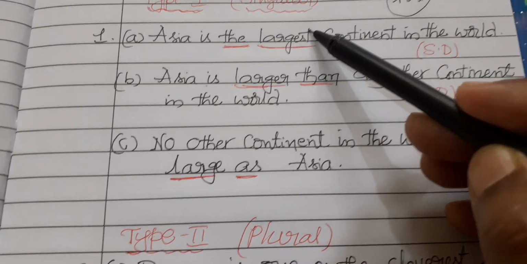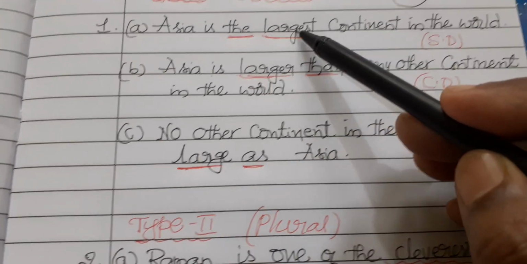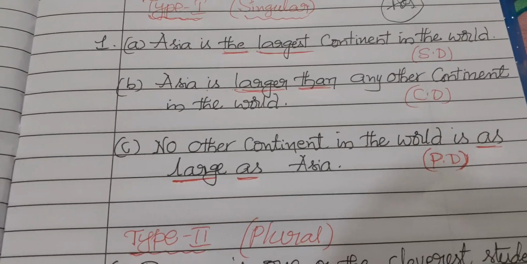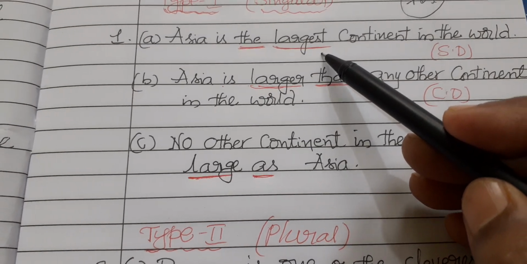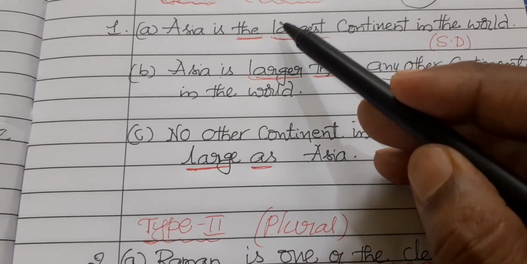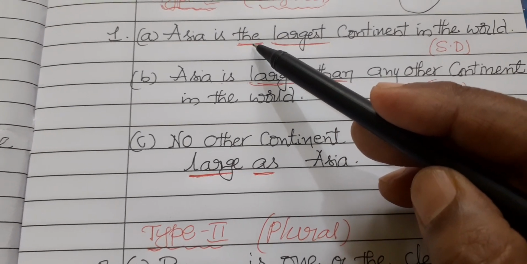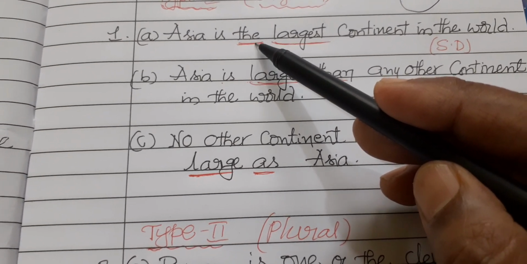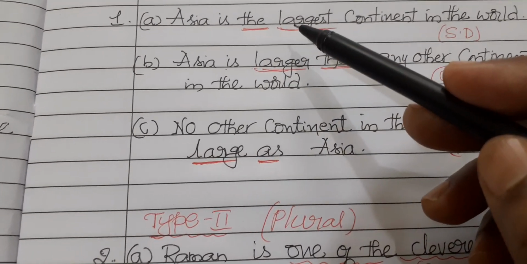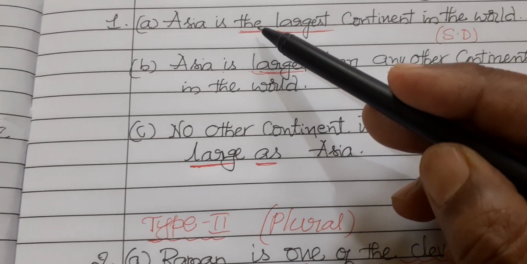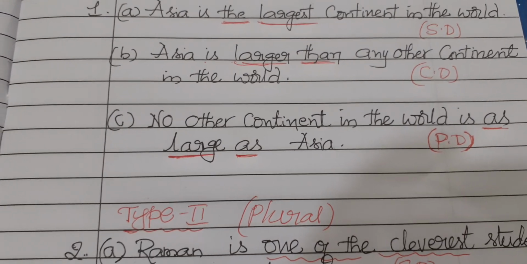How do we know it is superlative? Ending with st, or most before the adjective, like most beautiful, most popular, most important, they are called superlatives. And one more symbol is the article the. The definite article the is used only in the superlative degree, not in the comparative or positive. So, Asia is the largest continent in the world.